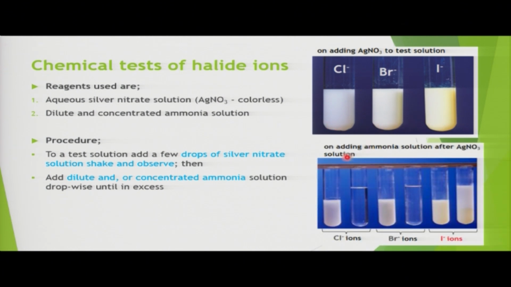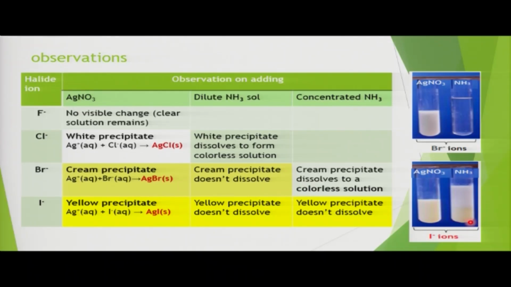What happens if you add ammonia? Remember the procedure. Add drop by drop silver nitrate first, shake, observe, then add either dilute ammonia or concentrated ammonia solution. So when you add ammonia, this is what you observe. The white precipitate dissolves to form a colorless solution. Even here forms a colorless solution, but this does not dissolve. So let's make a conclusive statement in the observation.